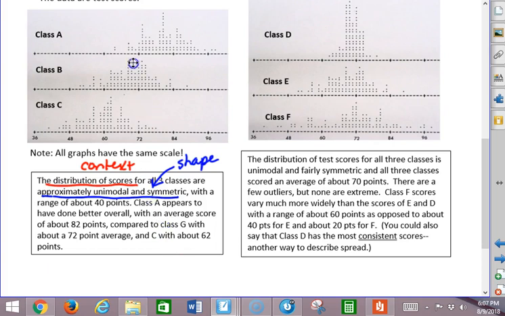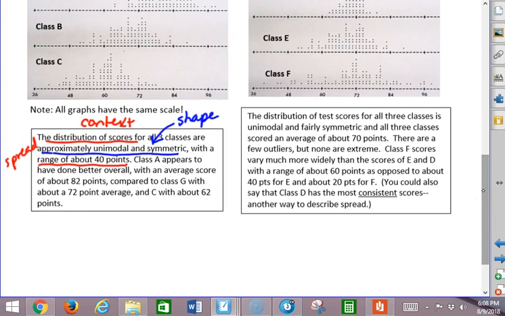Since the spreads are about the same, that's what I'm talking about next. So the distribution of all three classes are approximately unimodal and symmetric with a range of about 40 points. That means from the lowest value to the highest value of the test score, there's a difference of about 40 points. So I'm talking about spread here. The reason I did spread second was because spread and shape were similar for these three graphs. Now I'm going to talk about the difference, which is the center.